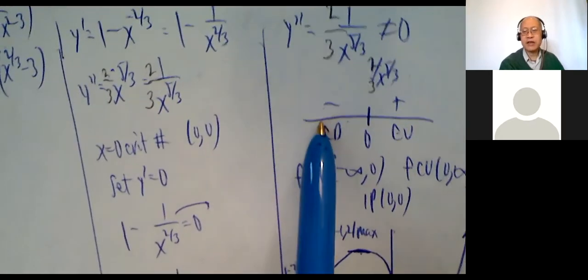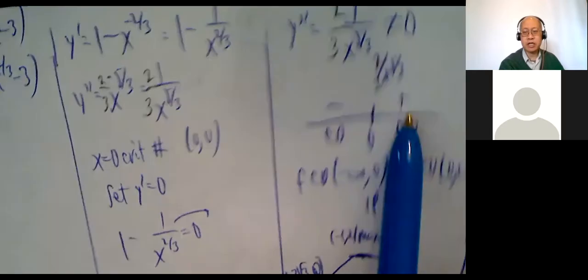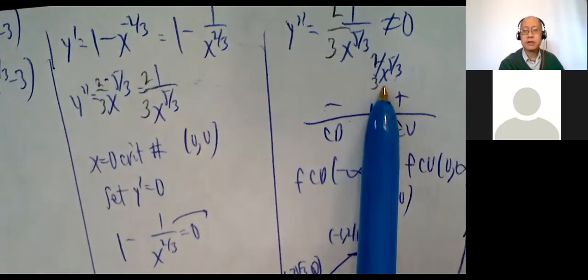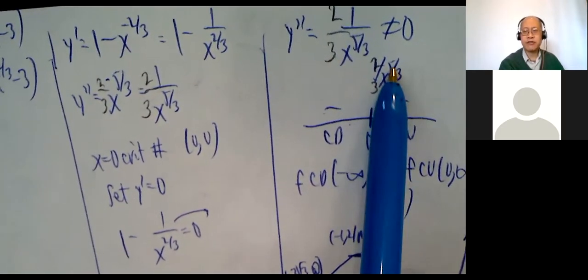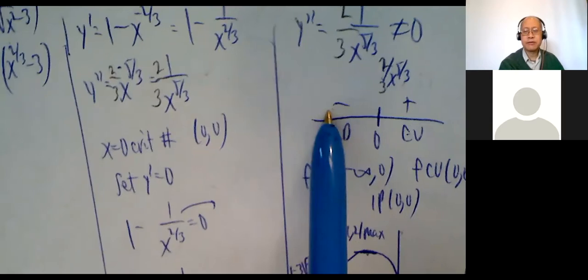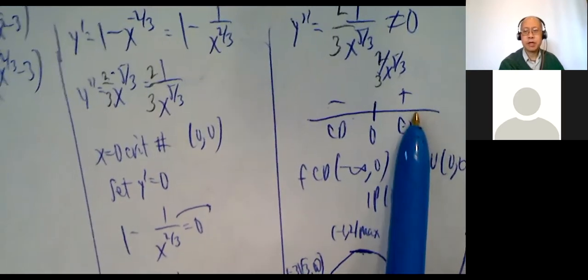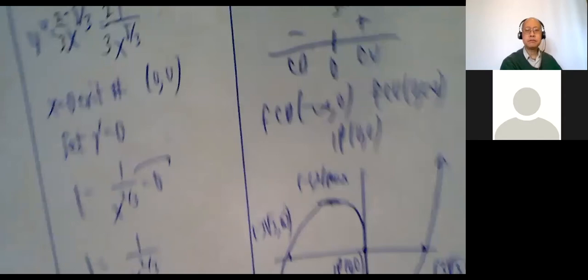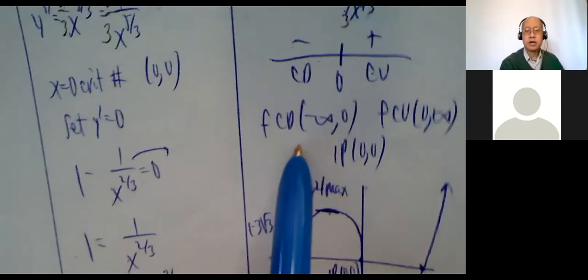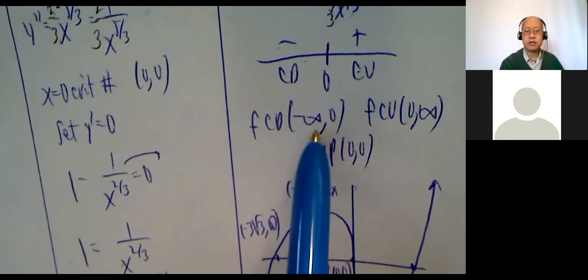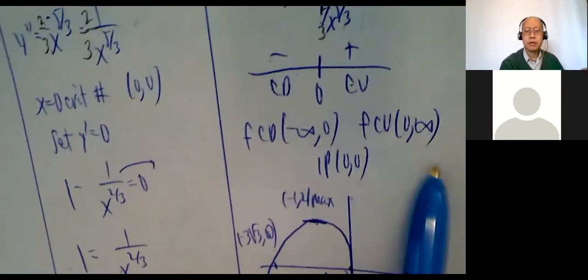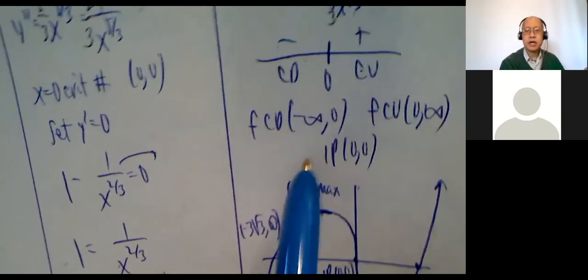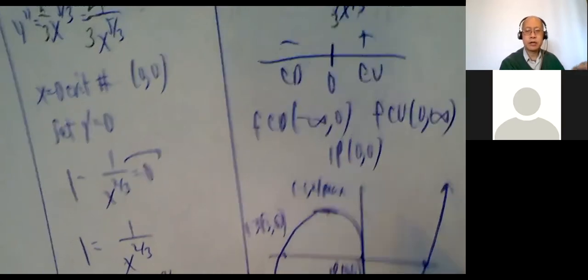Well, if I plug in a negative, it'll be negative. If I plug in a positive, it'll be positive. If I plug in -1, the cube root is -1, raised to the 5th power is -1, top is positive, so negative. Plug in +1, positive. So concave down, concave up. So the function is concave down from -∞ to 0, concave up from 0 to infinity. Hence, I do have an inflection point at the origin.